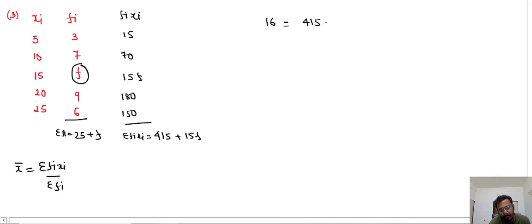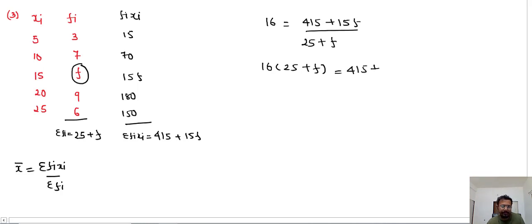So 16 into 25 is approximately 400, plus 16f, 415 plus 15f. Variable on the left side, so 16f minus 15f. So f is equal to 50. So this is the way to find the answer. Okay.